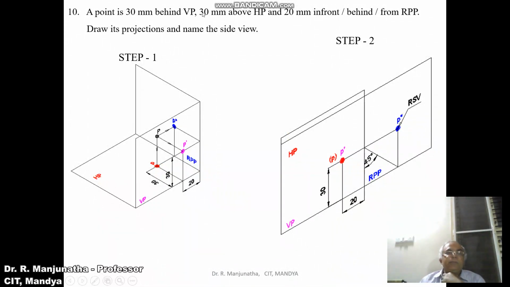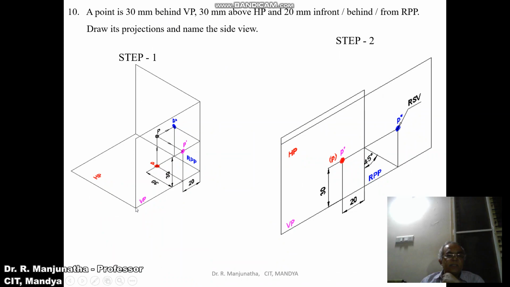A point is 30 mm behind VP, 30 mm above HP, and 20 mm in front or behind from RPP. Draw its projections and name the side view. Since it is behind VP and above HP, obviously the point has to be in the second quadrant. That is, this is the 90 degree line and this is 180 degree, so the angle of inclination between these two is going to be 90. So that means it is in the second quadrant.